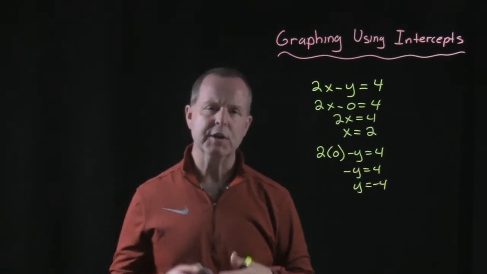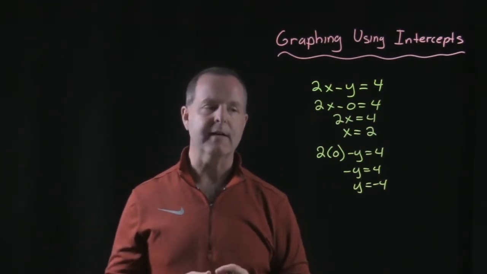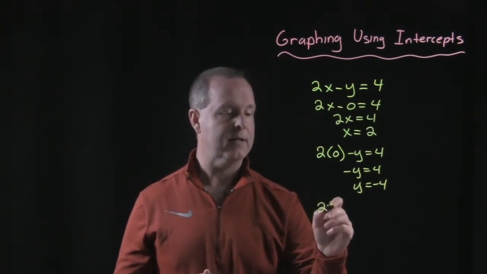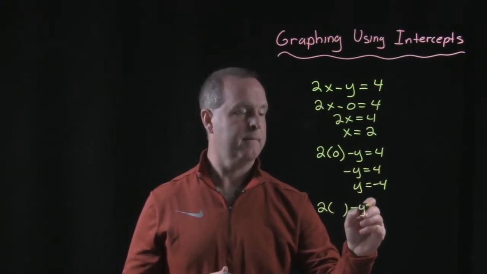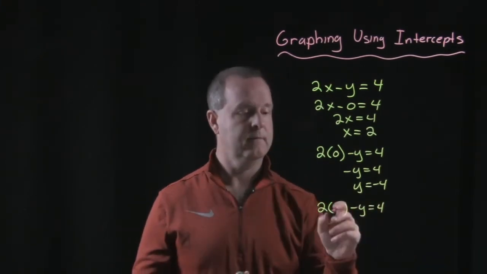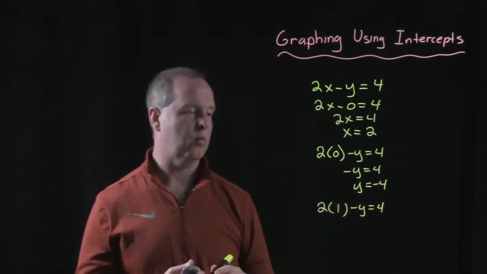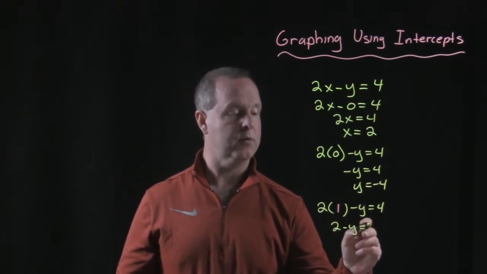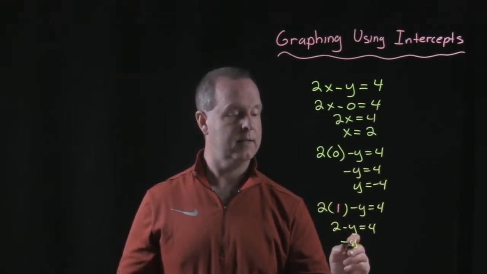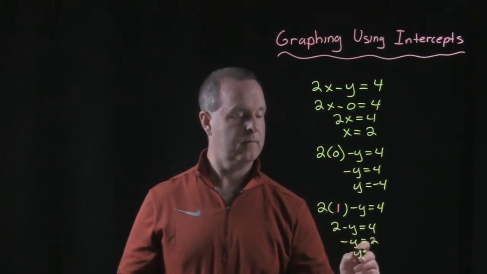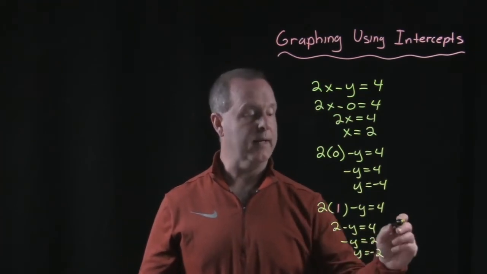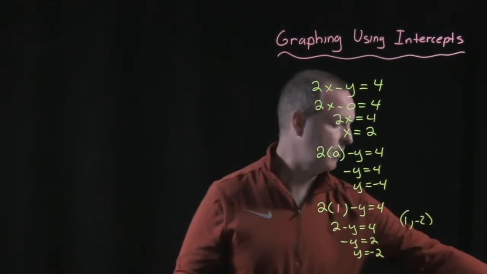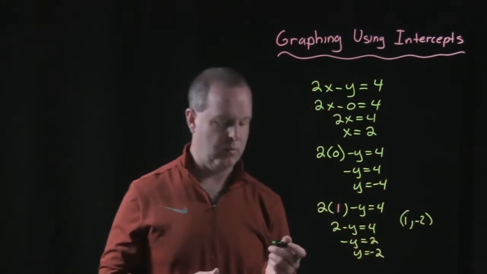Then lastly, I mentioned it's good to find a test point just to see if we made a mistake somewhere. And I usually like choosing 1 as my x value because 1s are nice, smaller numbers where it's less likely for me to make a mistake. So 2 times 1 is a 2, minus a y equals a 4. Subtract 2 from both sides. So I know I have a point 1 and negative 2 on this graph, assuming I didn't make a mistake anywhere, which is always possible. We make mistakes all the time when we do these things.